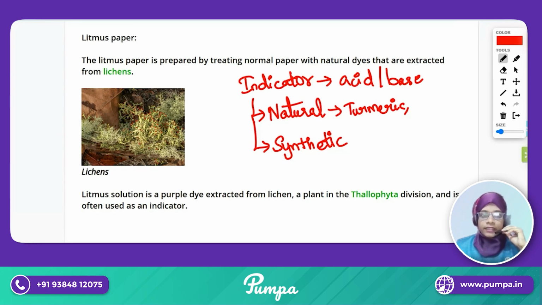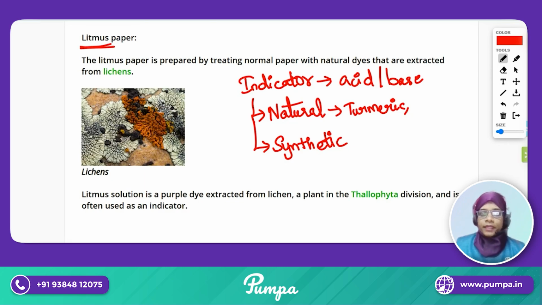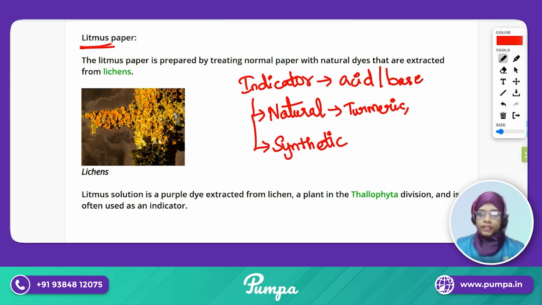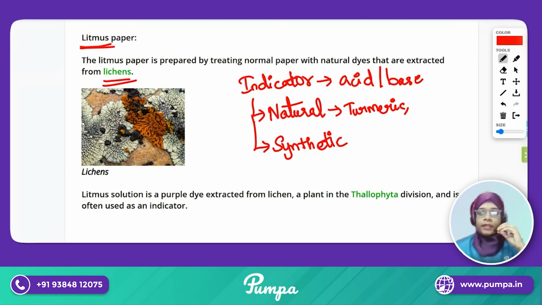So we have here, which you said first, litmus. Is it natural or synthetic? What do you think? It's natural. Yes, it is a natural indicator. So this litmus is the most commonly used indicator. How do we get this litmus paper actually? It is made from the natural dyes found in the lichens. So from those lichens, we are getting this natural indicator dye.